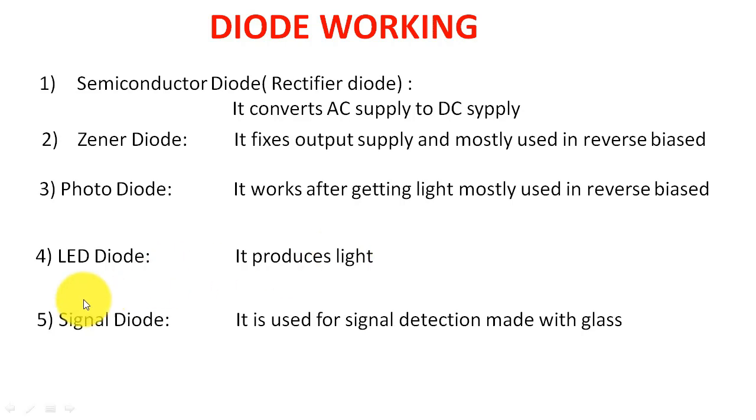Then the signal diode is used for signal detection, and it is made with glass. It collects the signal, it detects the signal, and it is especially used in glass packages.